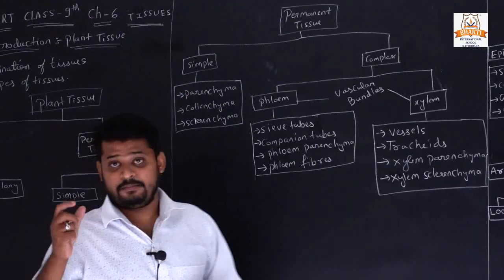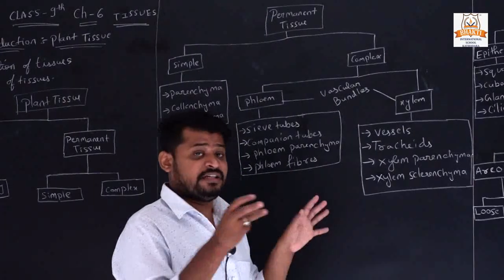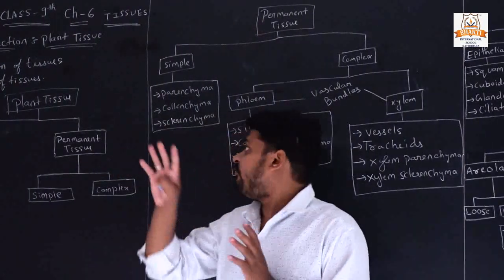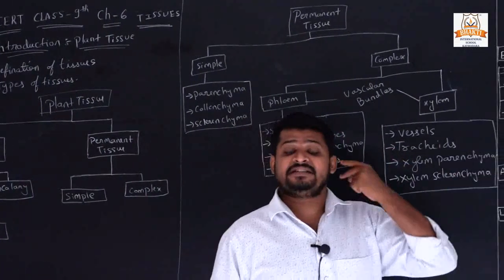Now meristematic tissue and permanent tissue, these are the parts of plant tissue. Now the second one is animal tissue.